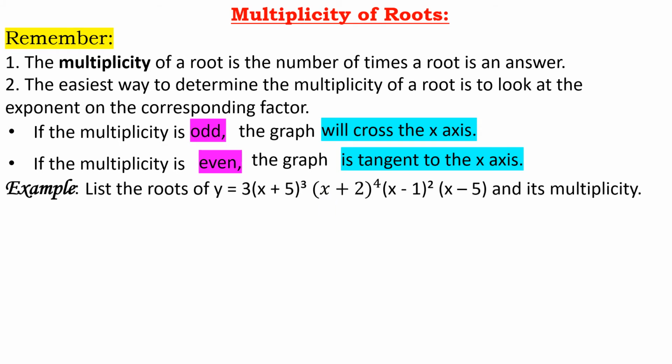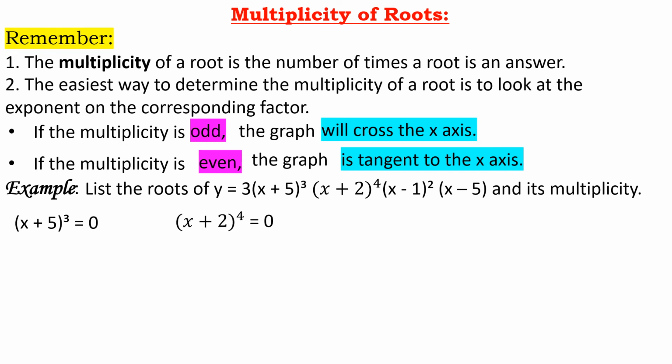So, for example, list the roots of y is equals to 3 times (x plus 5) to the third power times (x plus 2) to the fourth power times (x minus 1) to the second power times (x minus 5), and also indicate its multiplicity. So, pag kinukuha mo yung roots ng polynomial, para mo na rin kinuha yung x-intercepts niya. So, set y is equals to 0. Remember that the real roots of a polynomial function corresponds to the x-intercepts of the graph of that polynomial. Kaya iset natin yung y sa 0.